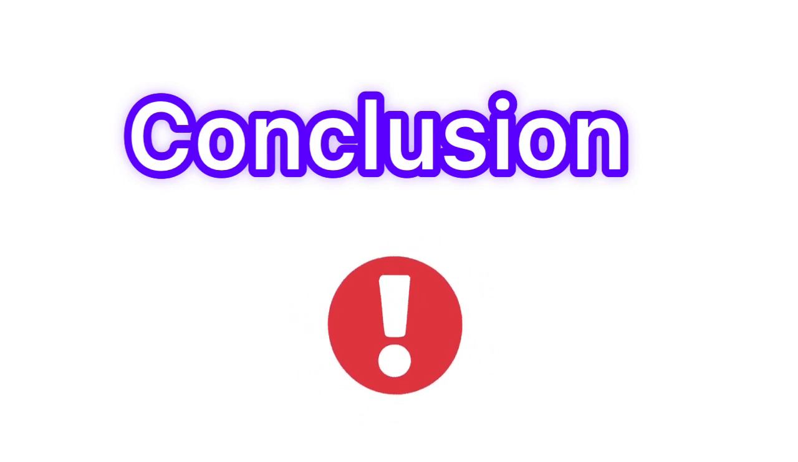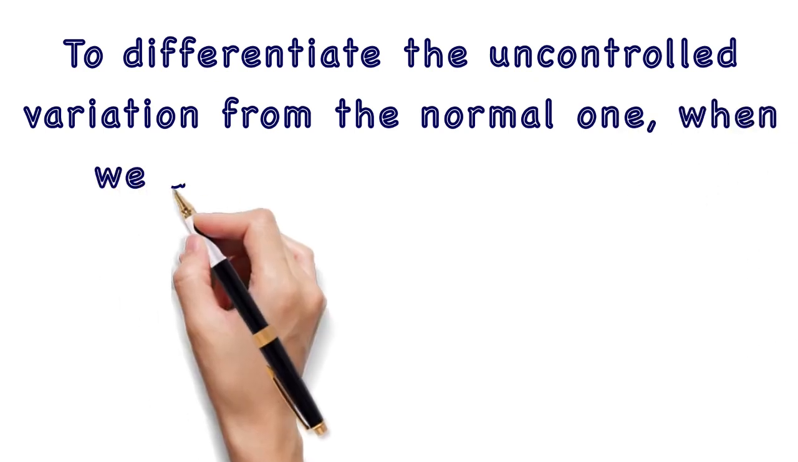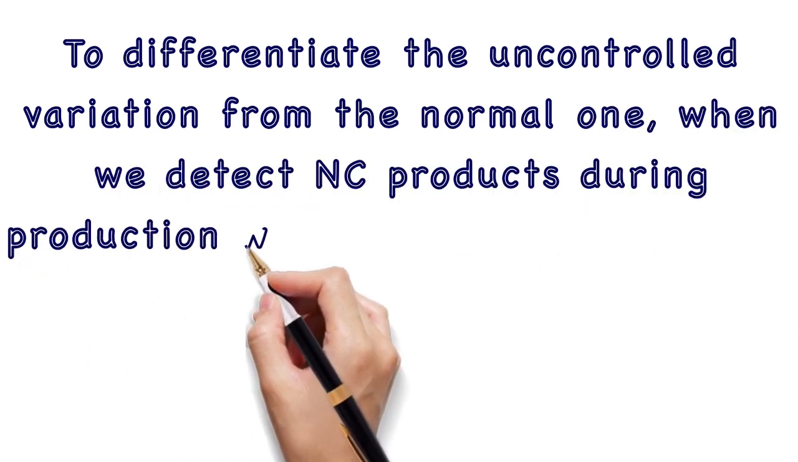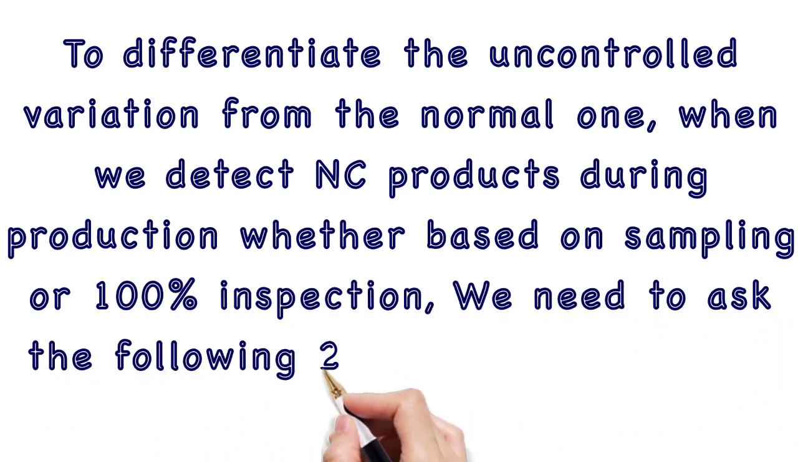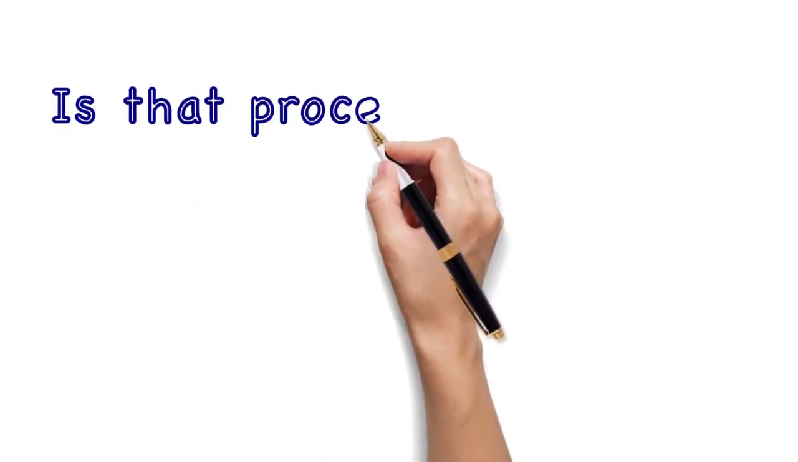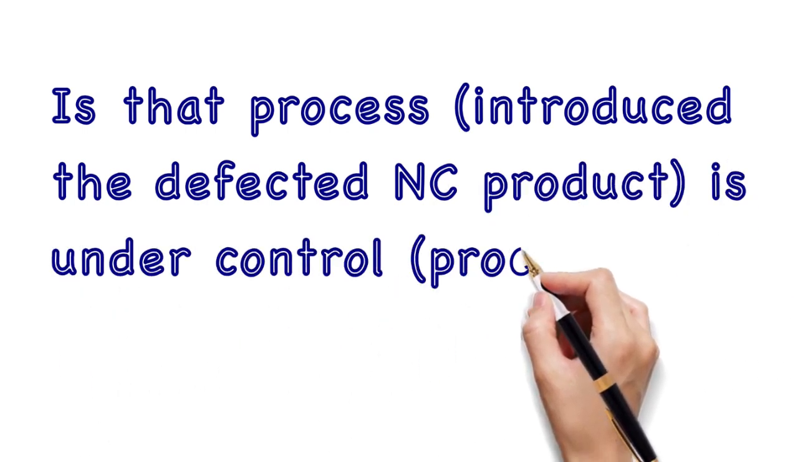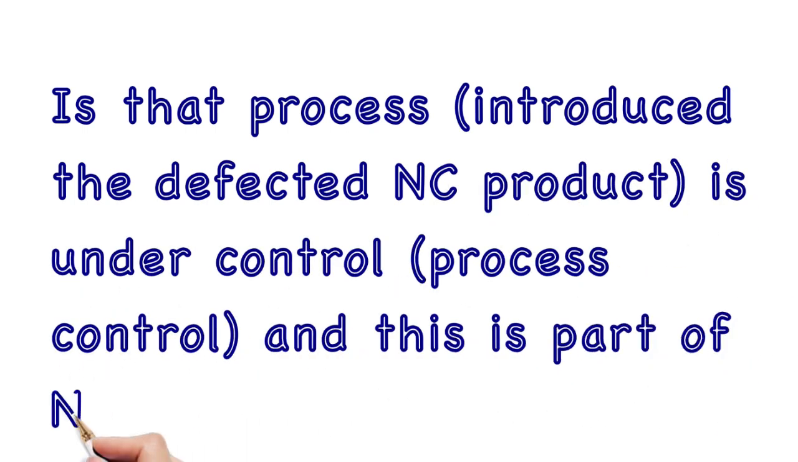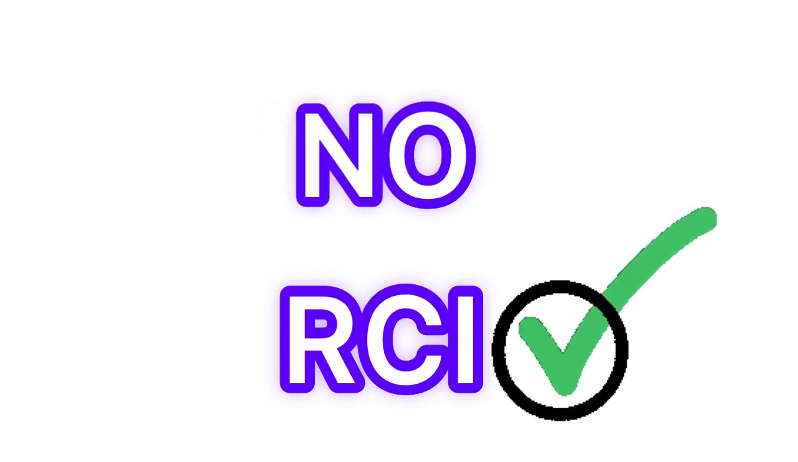Okay, now as a conclusion and back to our important point, to differentiate in a simple way the uncontrolled variation from the normal one: when we detect non-conforming products during production, whether based on sampling or based on 100% inspection, we need to ask the following two important questions. First question, is the process that produced the detected product under control, whether statistical control or process control as just defined? And this is part of normal variation. If the answer is yes, no need for RCI. If the answer is no, we need RCI.